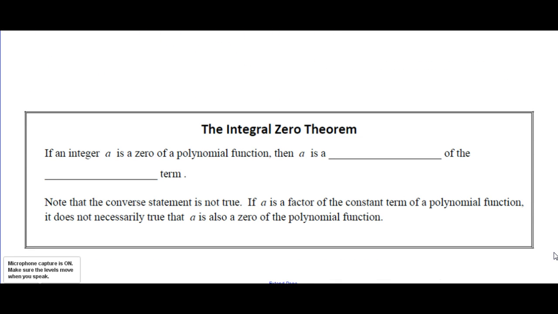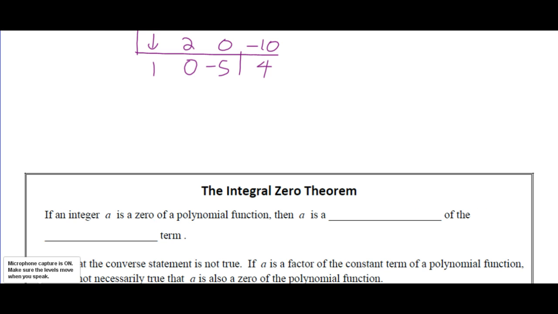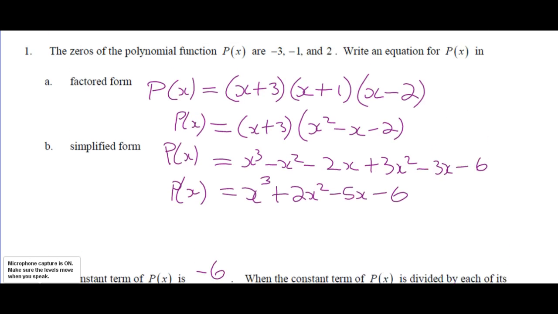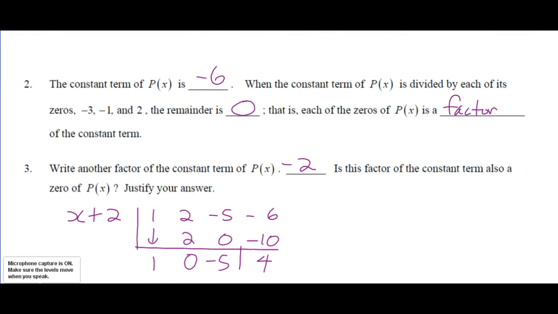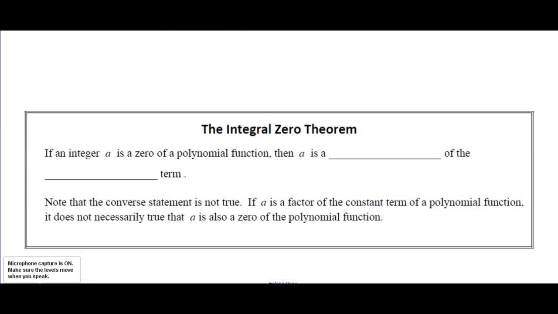So, the integral zero theorem. If an integer a is a 0 of a polynomial function, then a is a blank of the blank term. So, if a is a 0, so here are these guys, these are the a's, they are zeros, then we say that they were what? They were a factor of the constant term, right? So a is a factor of the constant term.